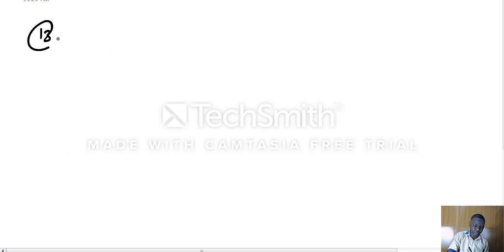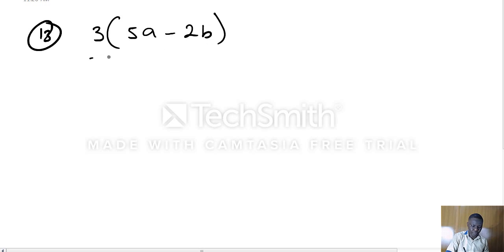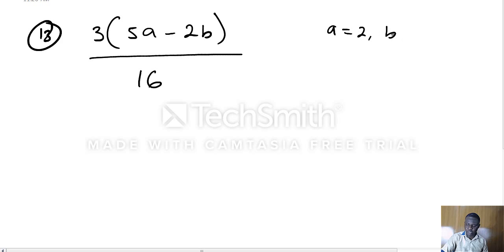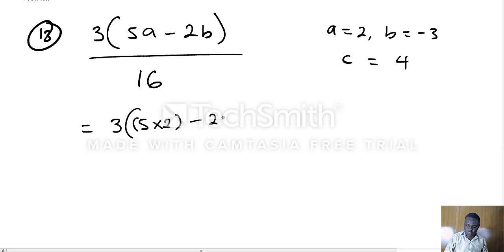Question 13. 13 says 3 into bracket 5A minus 2B, divided by 16. Remember, our A is 2, B is minus 3, and C is 4. So we substitute that into this equation, and this becomes 3 into bracket 5 times 2, I'll put it in a smaller bracket, minus 2 times minus 3, all divided by what? 16.